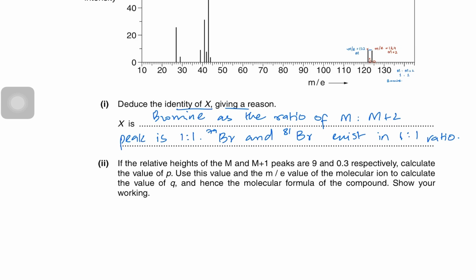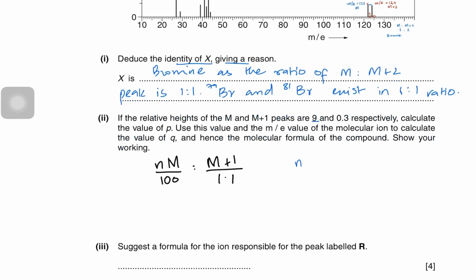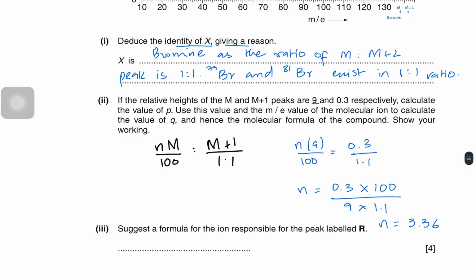If the relative heights of the M and M+1 peaks are 9 and 0.3 respectively, calculate the value of p. So carbon. We use the same formula to calculate the number of carbon atoms here. We do the basic arithmetic where the M peak is 9 and the M+1 peak is 0.3. We solve for n: 0.3 times 100 divided by 9 times 1.1. n is going to be 3.36 here. We can't put a decimal number here, so the number of carbons becomes 3.